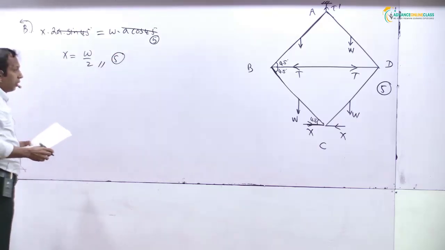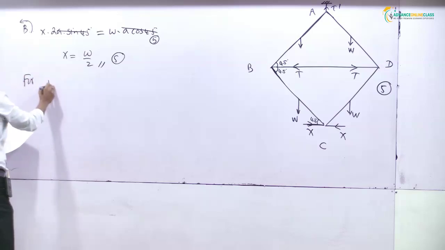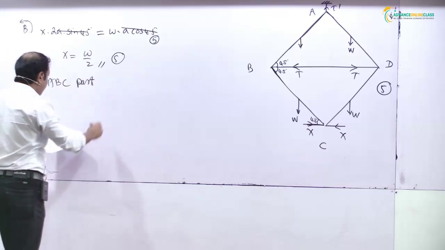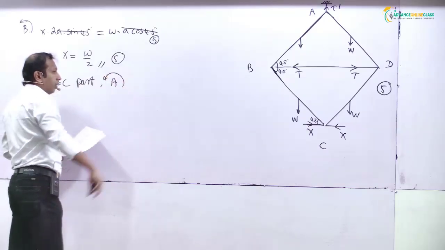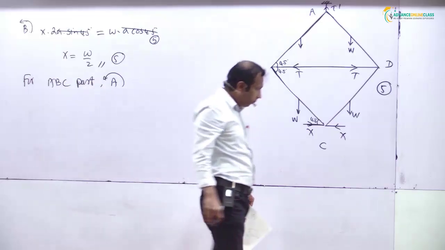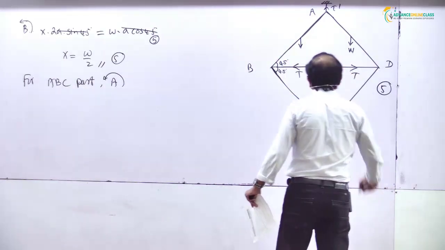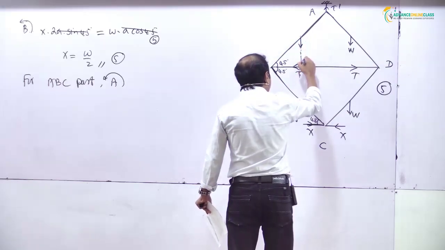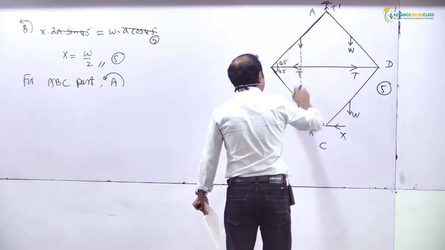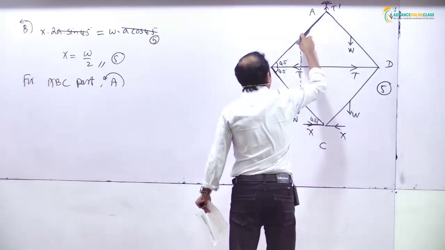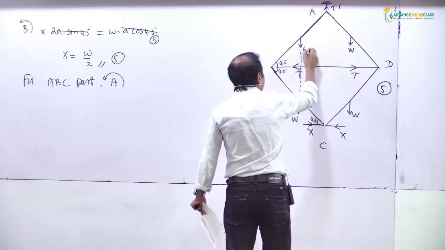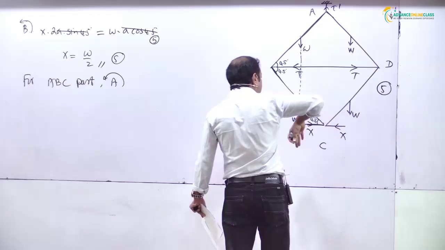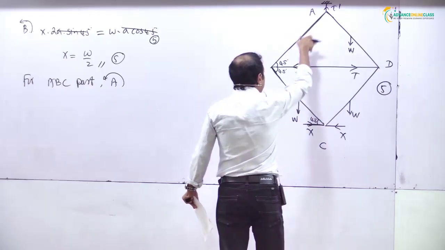Now we take ABC part. For ABC part, we take moment around A. This W and this W both are in the same line, even though in my diagram you can't see that. 2W. Then around A, this W and this W both give anticlockwise moment. X gives anticlockwise moment. T gives clockwise moment.